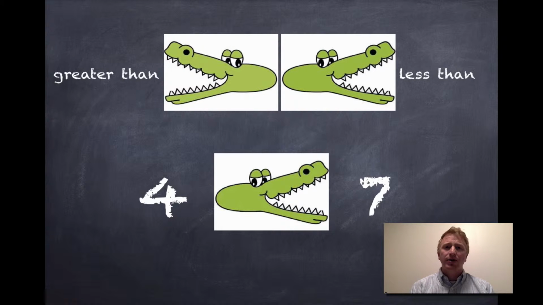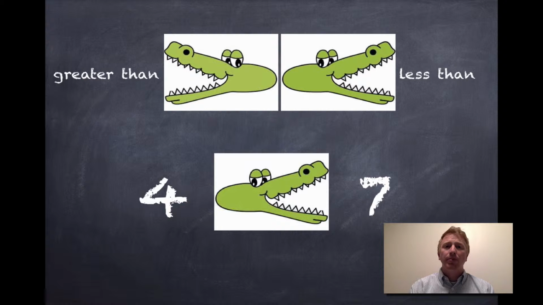Let's read this comparison. Just like when we read a book, in math, we always make sure that we read from left to right. So I would start with the 4. 4 is less than 7.